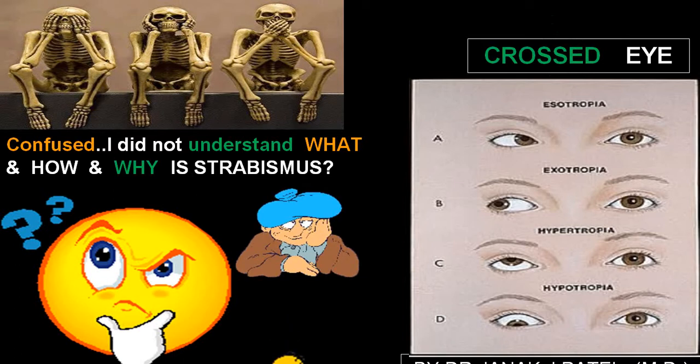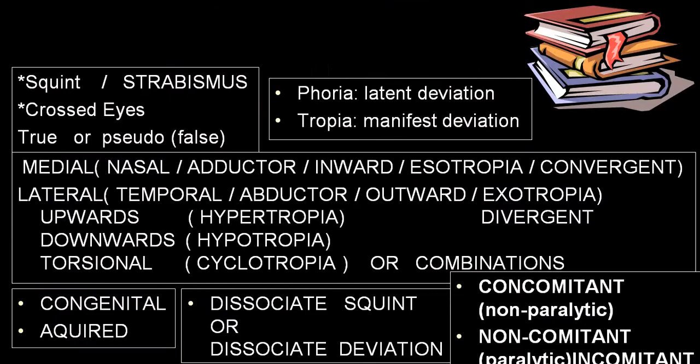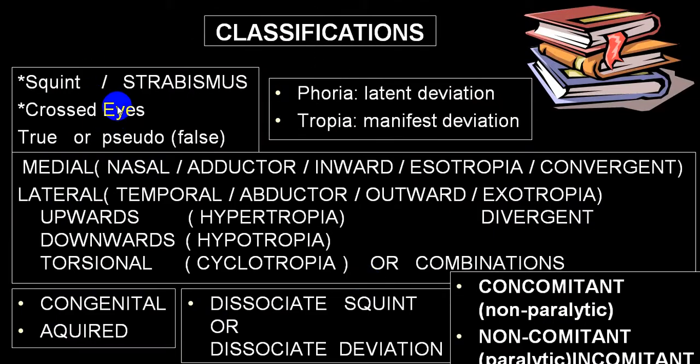It is also called cross eye or squint or strabismus. There are different terms which are being utilized: squint, strabismus, crossed eye. You can divide into true and false, or we call pseudo. If it is latent, we call phoria. If it is manifest, we call tropia. Then depending upon the type of deviation, we call medial or nasal or adductor or inward or esotropia or convergent, while lateral or temporal or abductor or outwards or exotropia, or also it is called divergent squint.